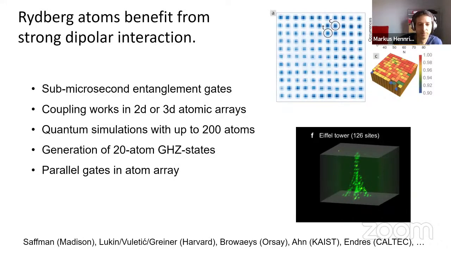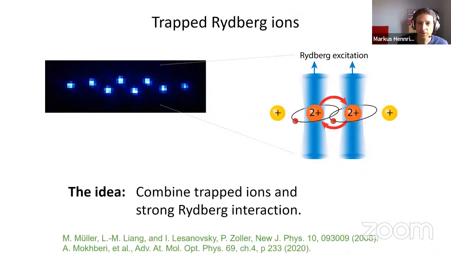They can perform parallel gates in such an atom array, which is a little bit of an advantage compared to trapped ions. On the other hand, in trapped ions you can perform quantum operations between any ions in a longer string, so it is all-to-all connectivity. That is the advantage of the trapped ion system. So what we want to do now is combine these two systems: we want to combine the trapped ions and use Rydberg interaction for entanglement operations.